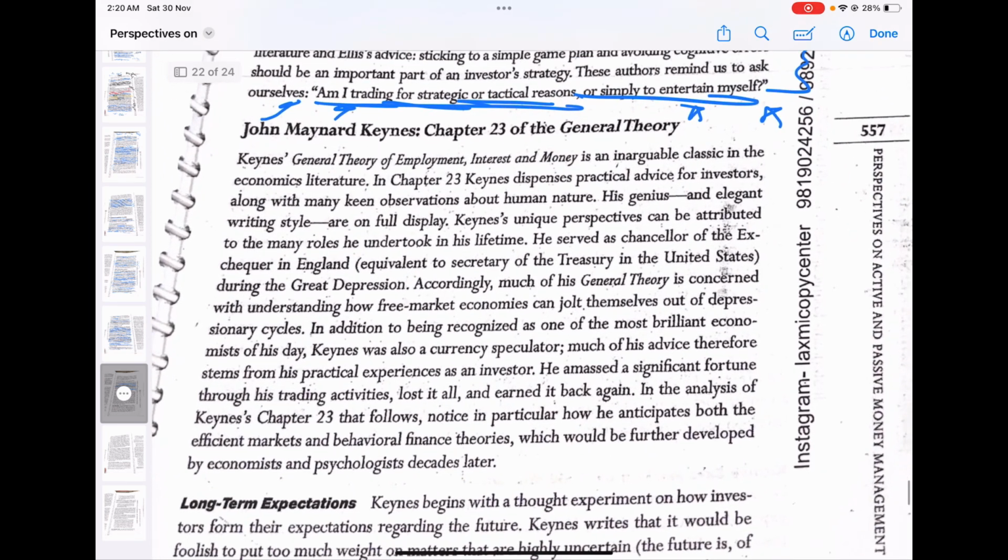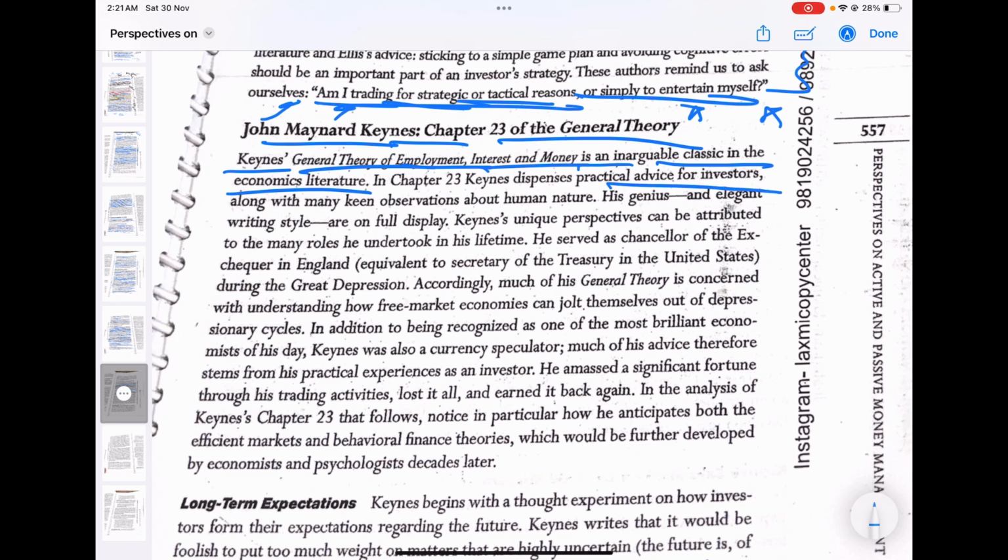And now let's come to John Maynard Keynes, chapter 23 of the General Theory. The General Theory of Employment, Interest and Money is an inarguable classic in the economics literature. Keynes gives practical advice for investors, along with many keen observations about human nature. His genius and elegant writing style are full on display. Keynes' unique perspectives can be attributed to the many roles he undertook in his lifetime.